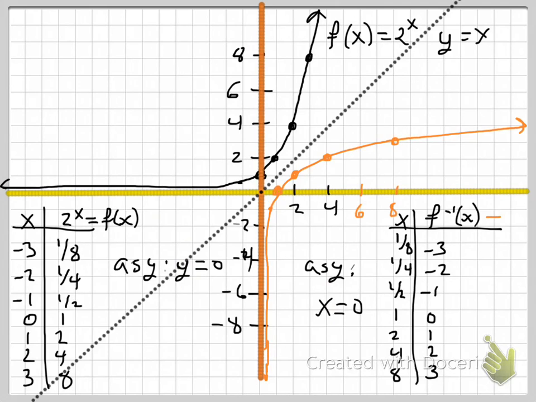Okay. And remember, I also said it was a reflection over the line y equals x, and you see we have a nice reflection over the line y equals x. And depending on how good of an artist you are, you may get a pretty graph.